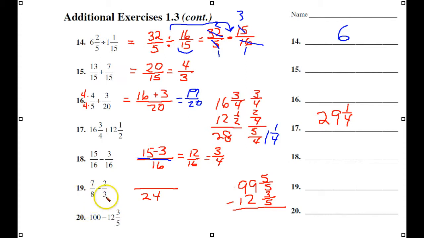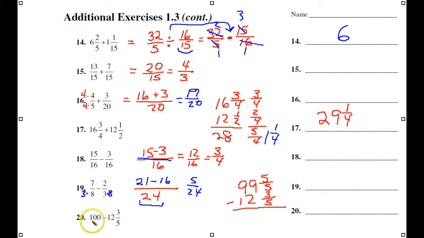Now here I need to get common denominators for each of these, which will be 24. So I'm going to multiply this by an 8, multiply this by a 3. So this gives me in the numerator 21 minus 16, which gives me 5/24. And I can't simplify that anymore.